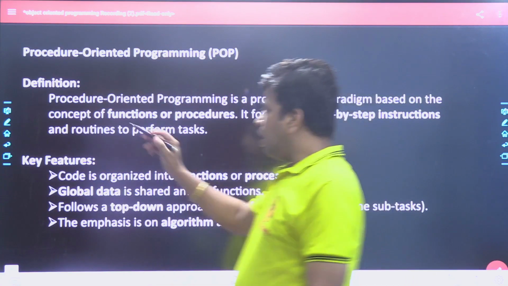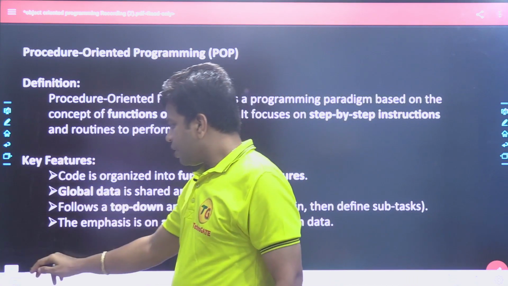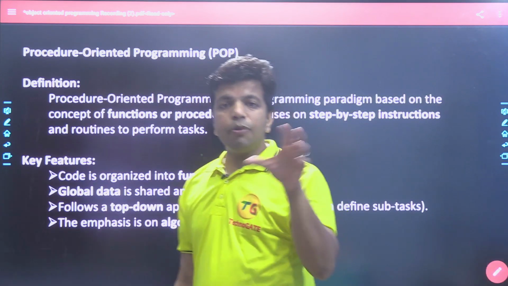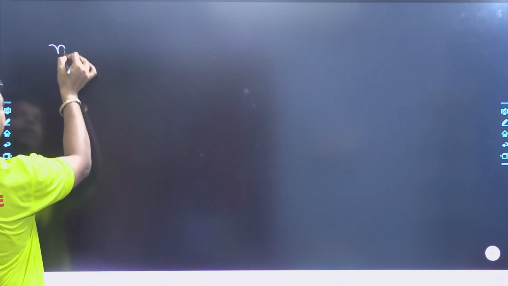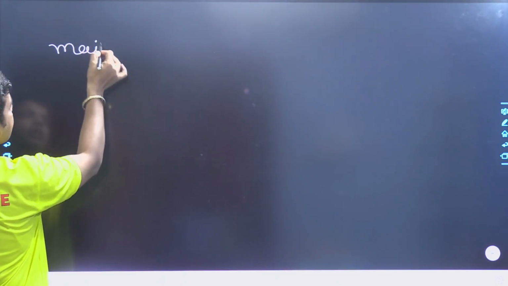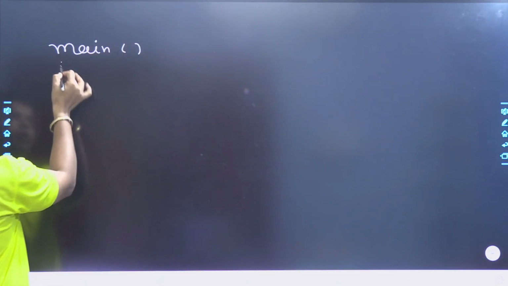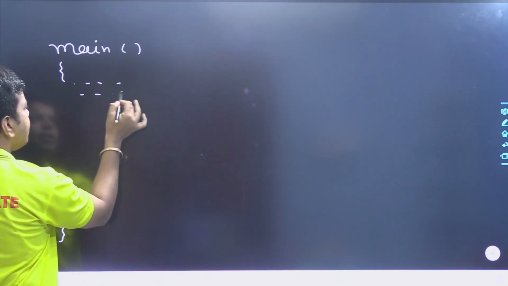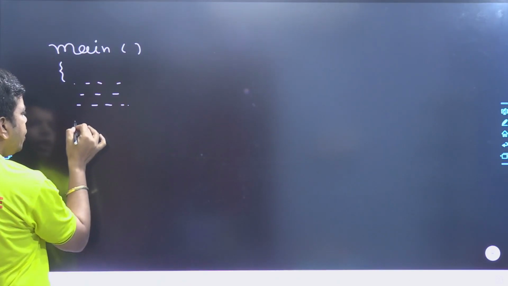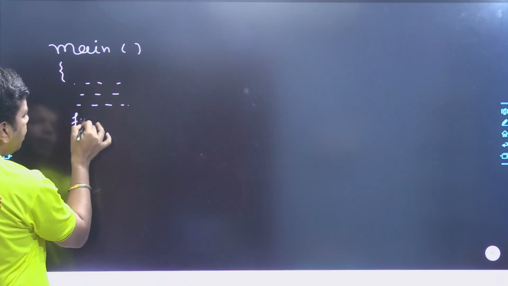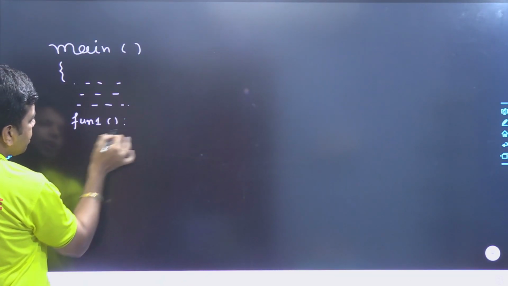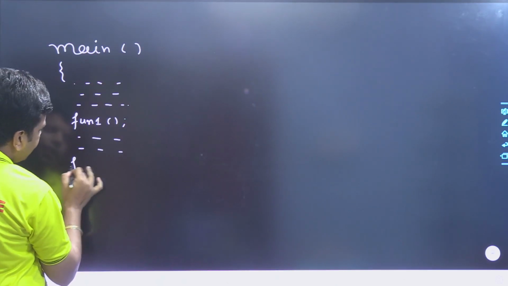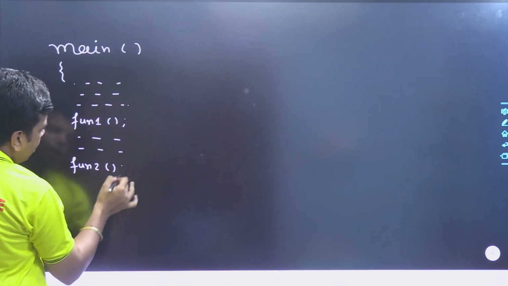Let's see, I will give you just an overview of how exactly procedure-oriented programming works. First of all, we need to make a main function. Procedure-oriented programming is function-oriented programming. There are lots of instructions, and we need to execute each instruction one by one. Definitely there are certain function callings, certain statements, another function calling and so on.